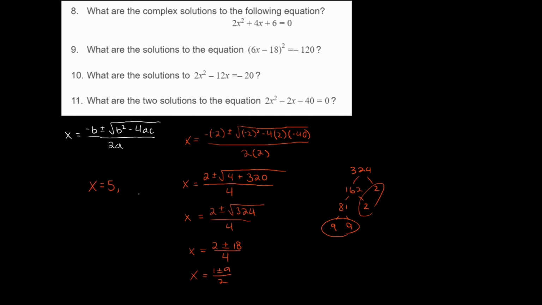And then 1 minus 9 is negative 8. Negative 8 divided by 2 is negative 4. So the two solutions to this are going to be 5 and negative 4. And that, I believe, is the end of the exam. That last problem you could have solved by completing the square. That would give you fractions.